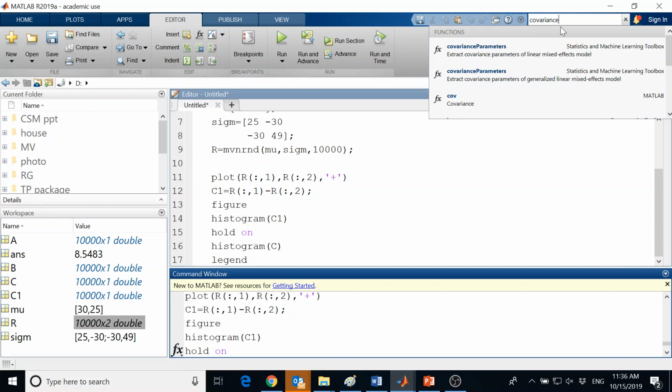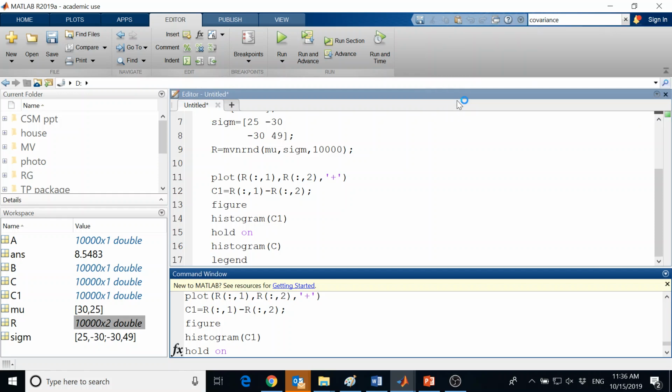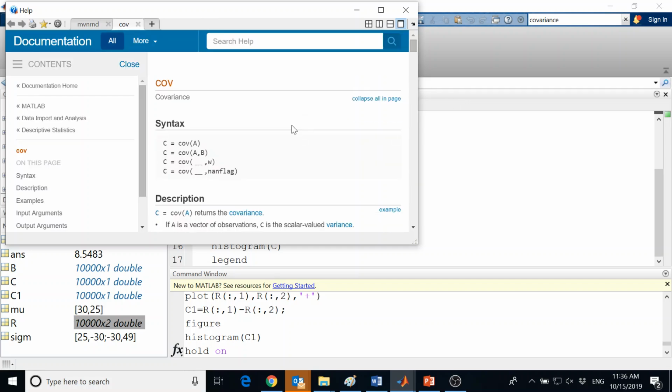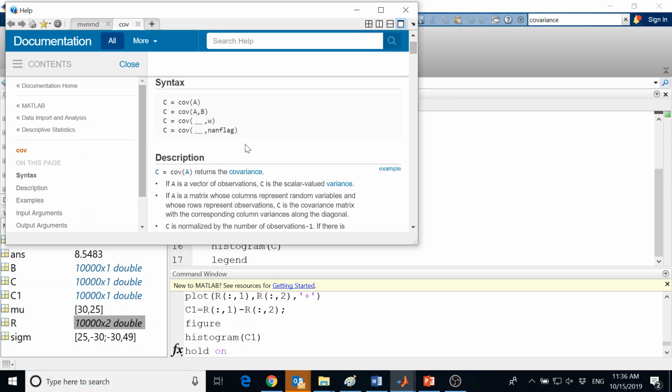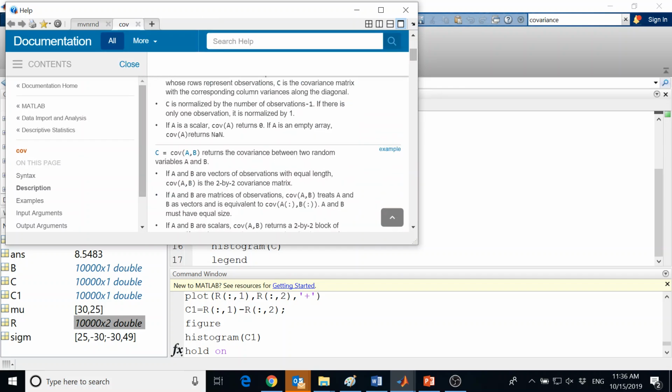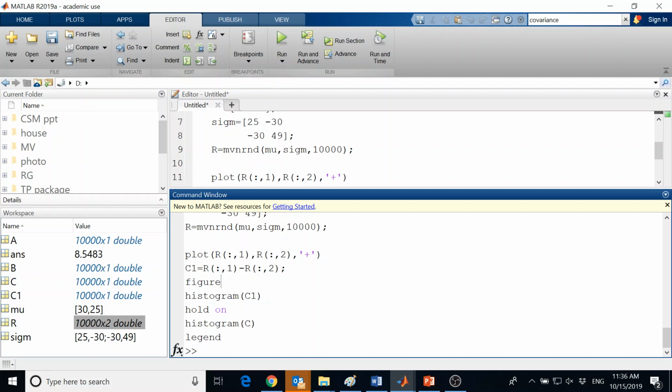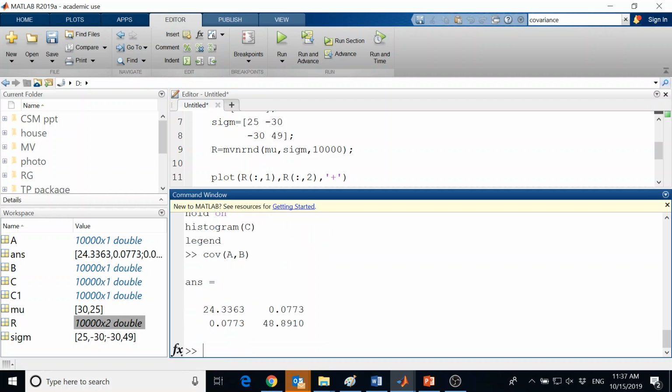In fact, the function is COV. Covariance of A and B. It returns the covariance between two random variables A and B. Okay, well, let's try it out. Let's try the covariance between our A and B. Remember, we simulated them independently. Can you guess what the number is going to be? Oh, in fact, they actually give you the coefficient matrix.